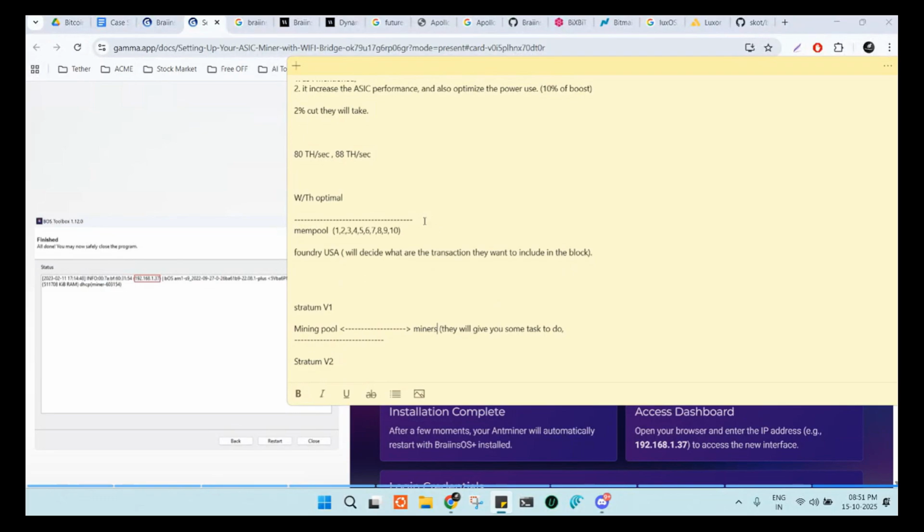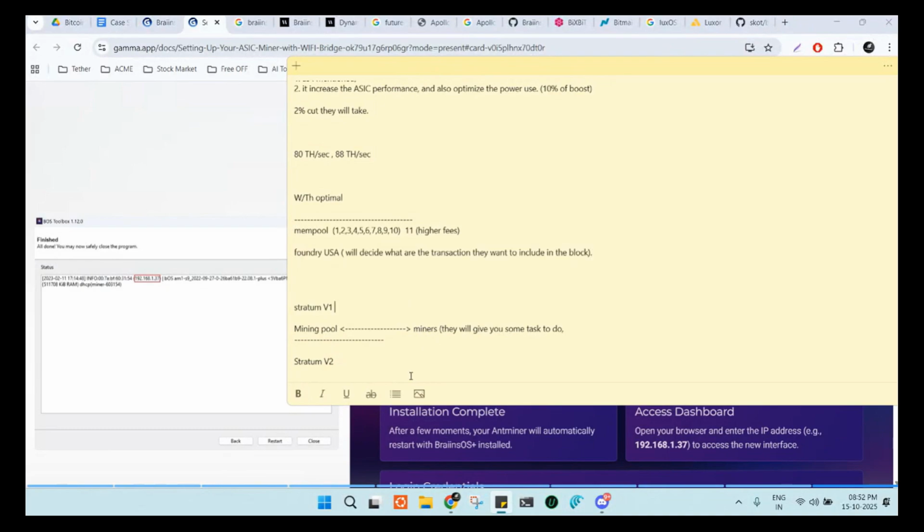Let us suppose another transaction, number 11, came in which has maybe higher fees. As a miner, I want to include this, but I cannot because Stratum V1 will not allow it. So whatever transactions Foundry USA chooses, as we are using the Foundry USA mining pool, we have to only include those in the block. So there is so much power in the hands of Foundry USA.